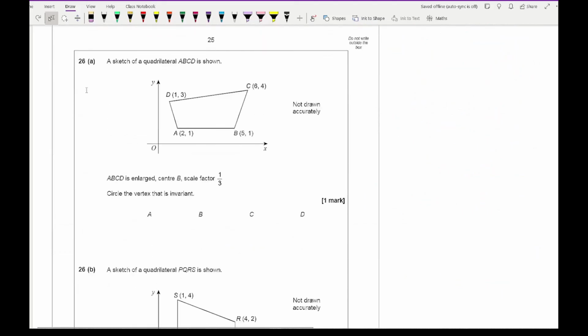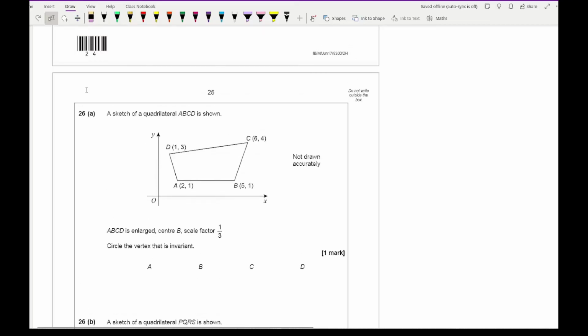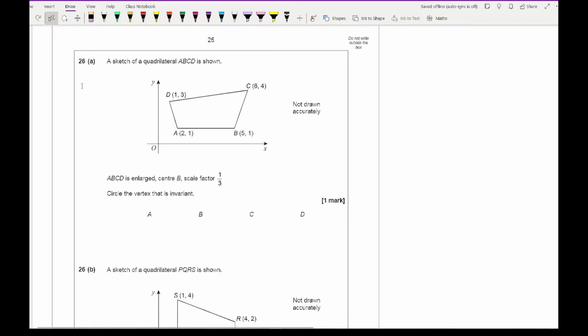So then moving on to question 26a, it says a sketch of quadrilateral ABCD is shown, and ABCD is enlarged by scale factor of a third. Circle the vertex that is invariant. Now invariant means that it does not move. So here, if the center is at B, then which one is not going to move? Well, clearly it's going to be B, because that is going to stay the same.